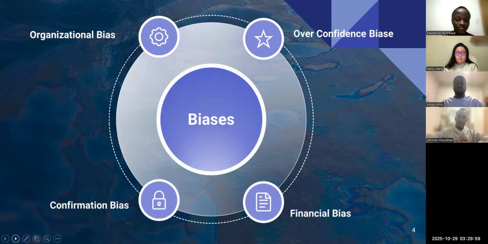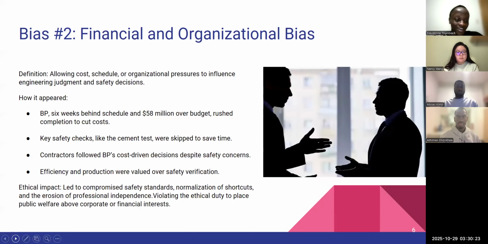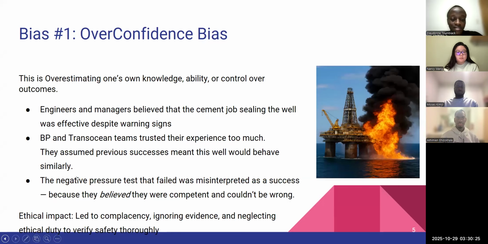Okay, now moving over to the biases present. The first bias that was faced in the Deepwater Horizon was the overconfidence bias. The engineers and the managers on the rig were overconfident in themselves and believed too much in their experience, and so they thought they could not make any mistake. It caused them to overwrite negative pressure test results, which eventually led to complication and disaster.